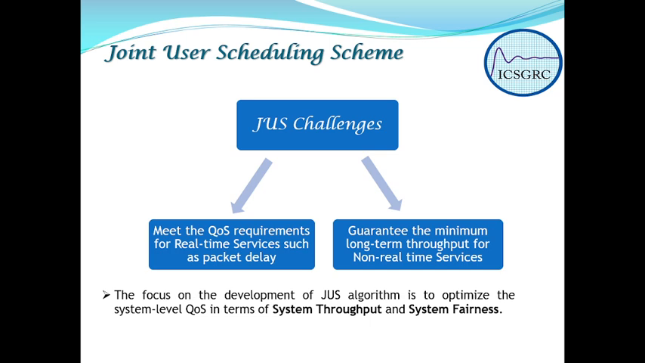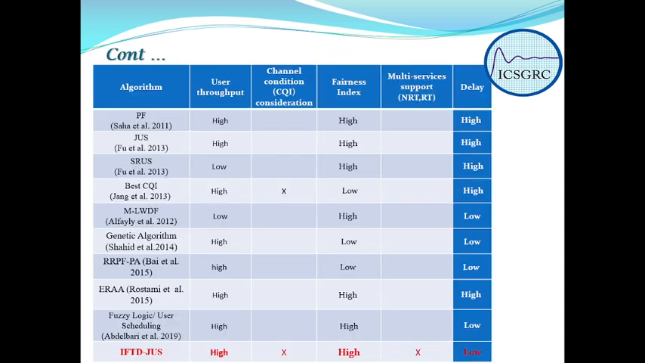We have two challenges for the joint user scheduling scheme. The first is to meet the quality of services requirements for real-time services such as packet delay, and then the guarantee of minimum long-term throughput for non-real-time services. The focus in developing the joint user scheduling algorithm is to optimize the system-level quality of service in terms of system throughput and system fairness.